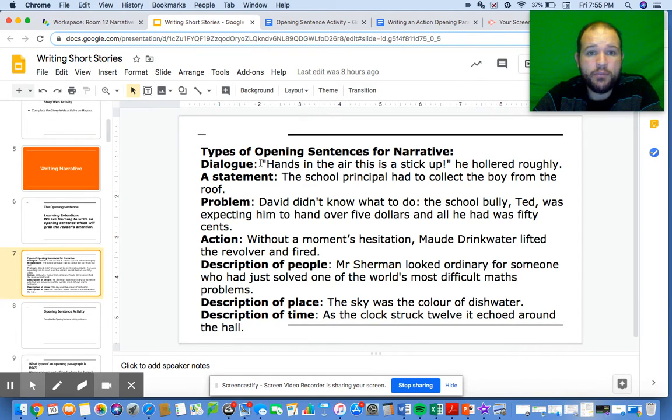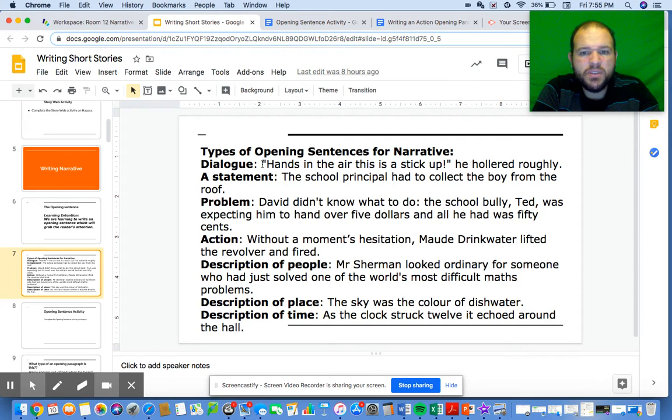If we have a look at this one here, the dialogue is people speaking. It's a really dramatic introduction. "Hands in the air, this is a stick up," he hollered roughly. So that's grabbing the attention of the reader by using dialogue. The statement: the school principal had to collect the boy from the roof. It's just a sentence informing people what's happening in the story.